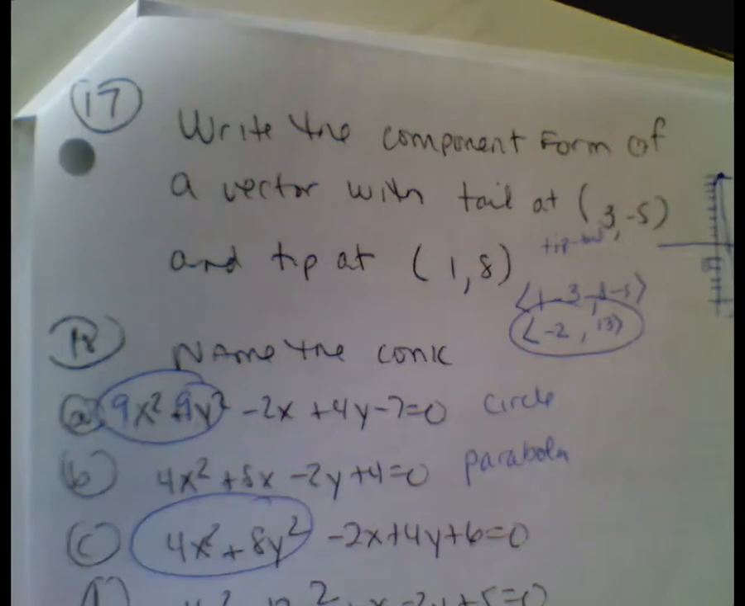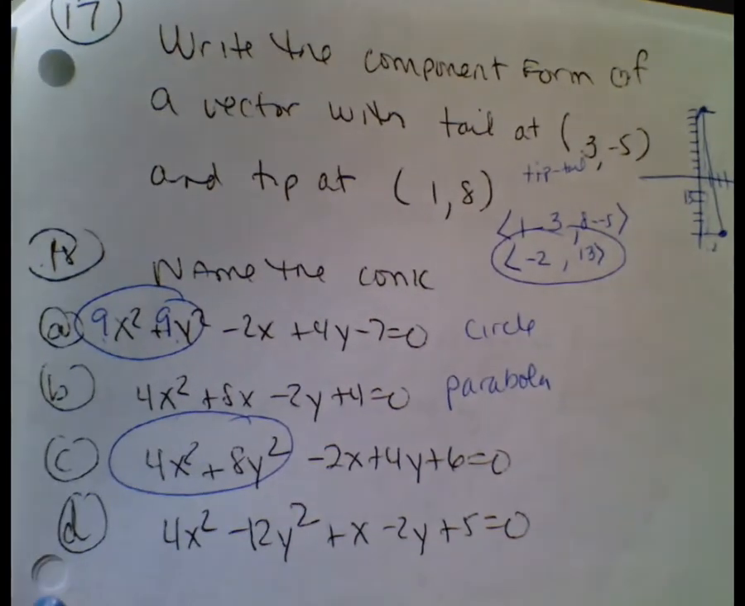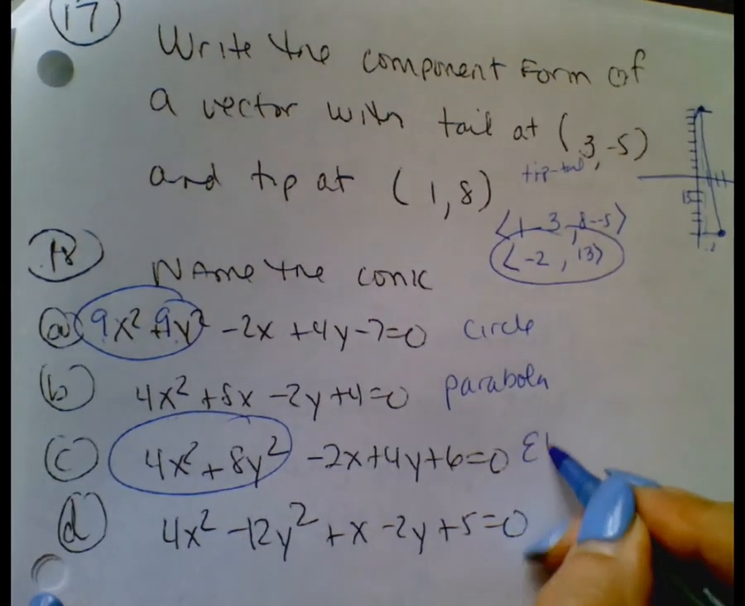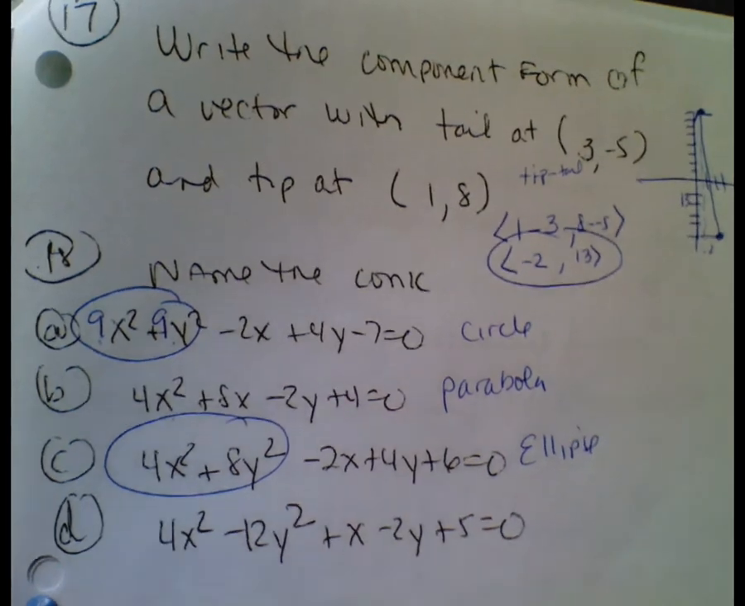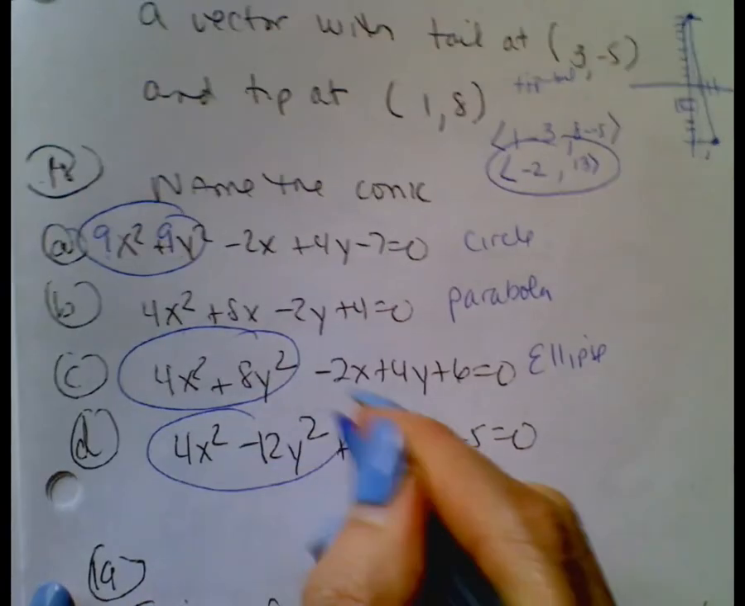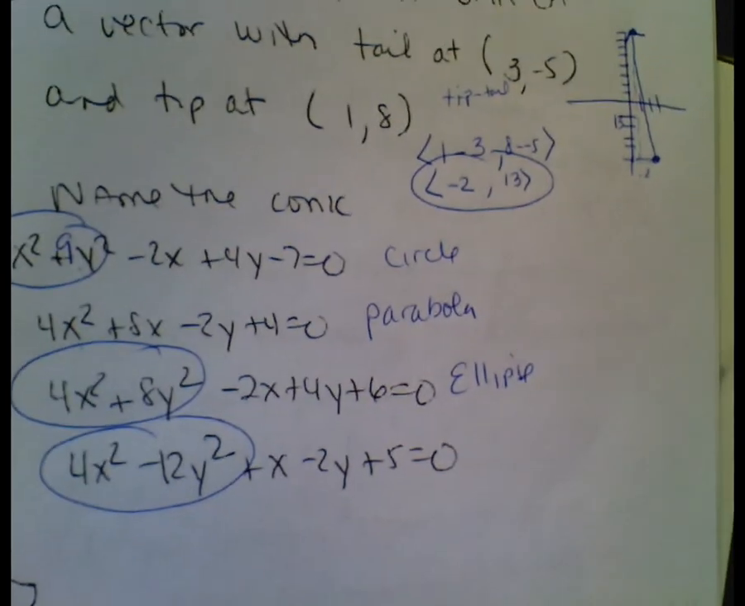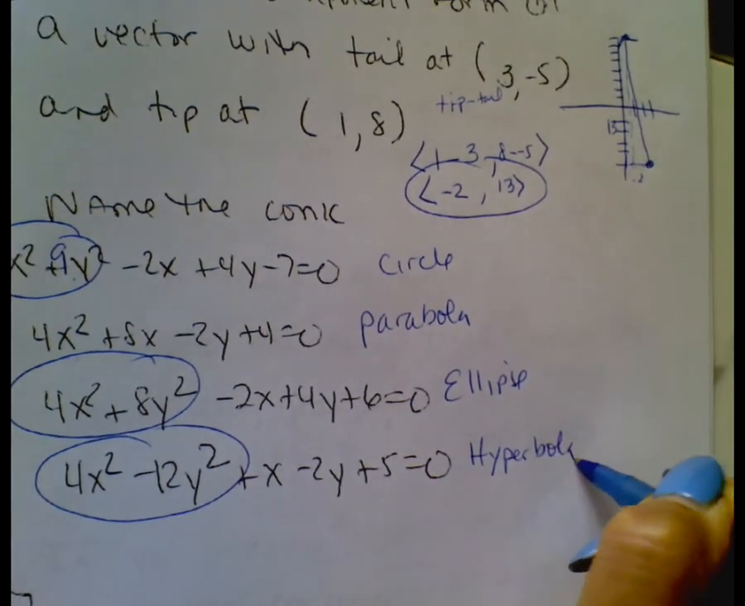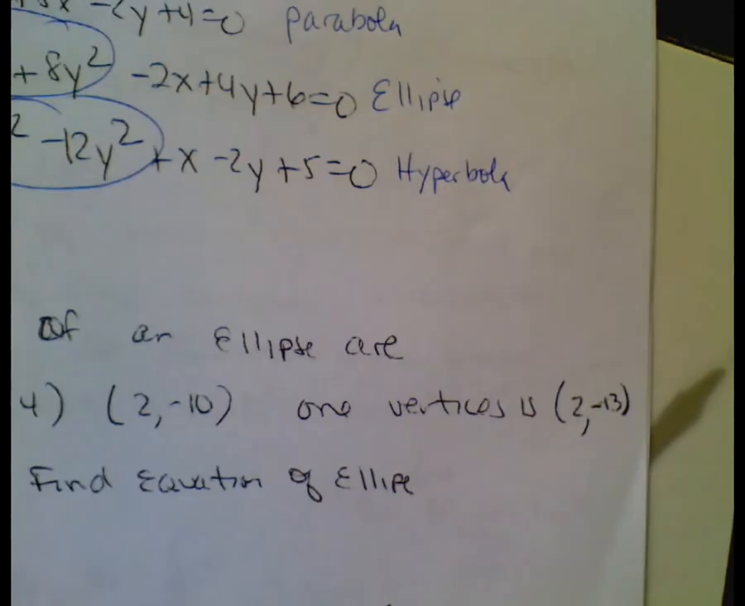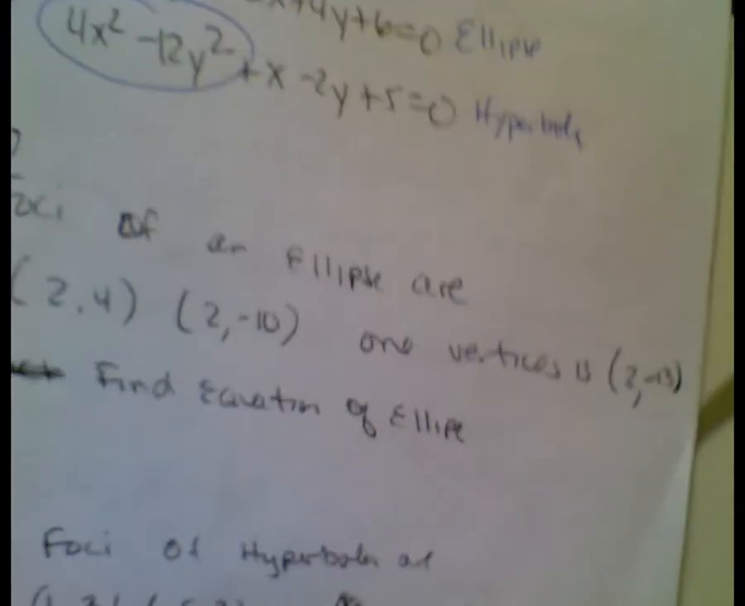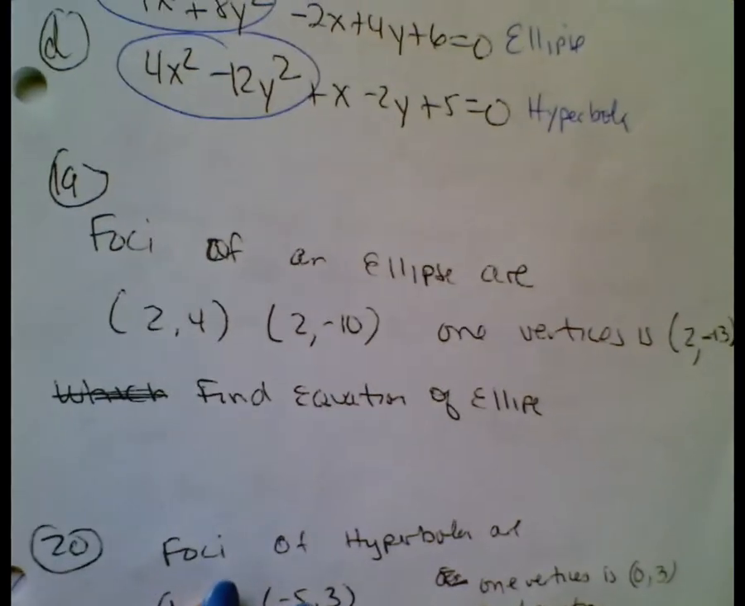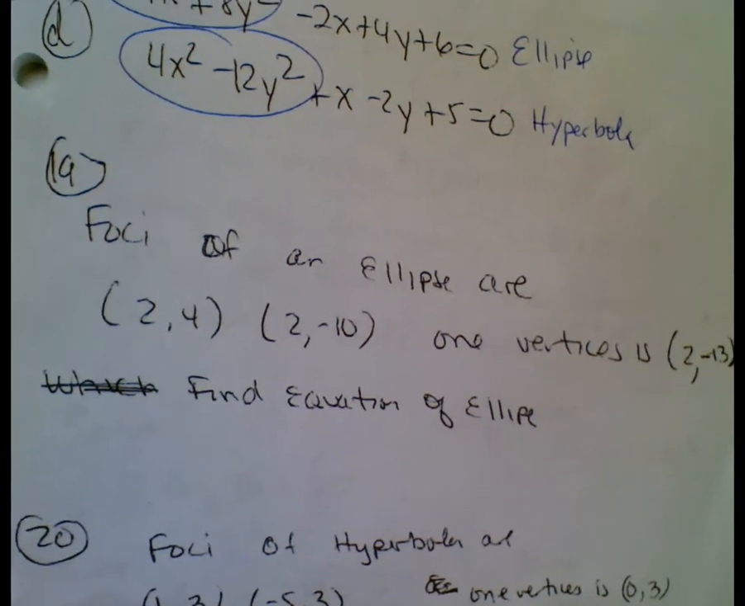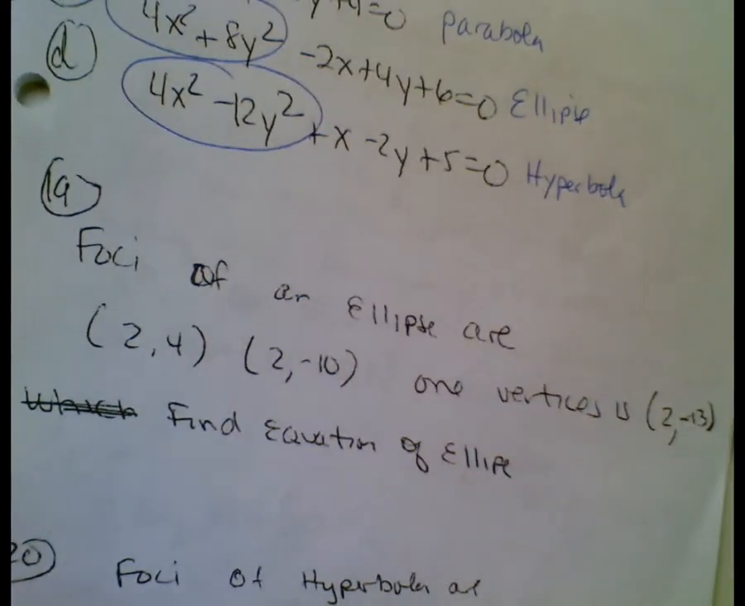Here's your x squared and your y squared term. Notice they are different, but there's a positive sign. That's an ellipse. And then you have two square terms. One of them is positive and one of them is negative, so that is a hyperbola. So I'm doing an ellipse and a hyperbola problem here. The foci of an ellipse are 2, 4, and 2, -10.